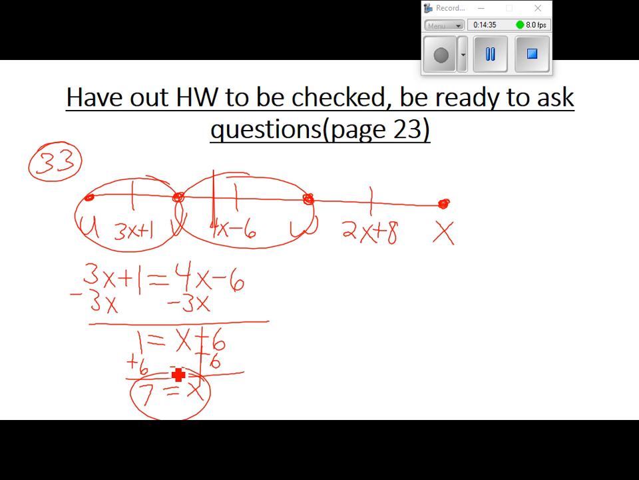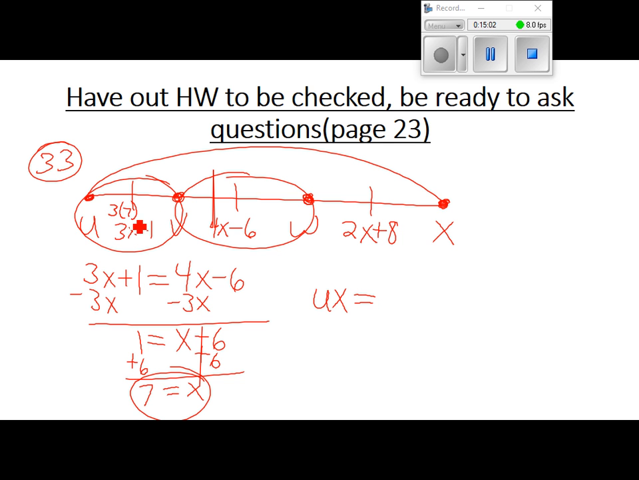I don't know what they ask us to find. So segment UX. We're trying to find the length of segment UX. Oh, that goes from here all the way down to there. How are we going to do that? Plug in 7.